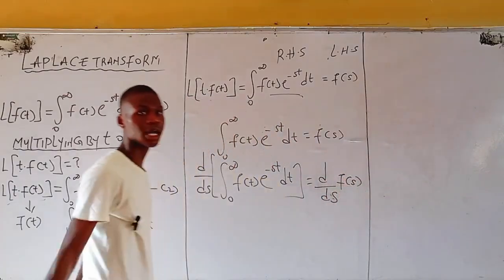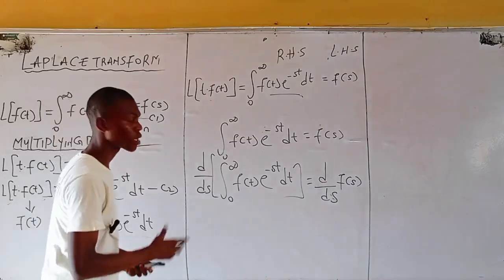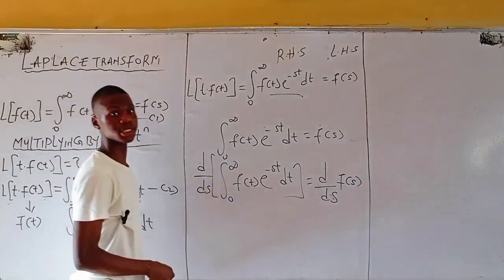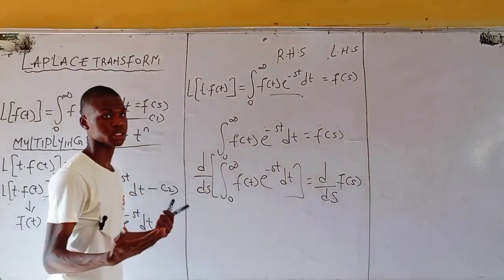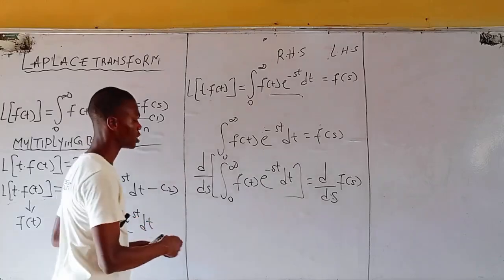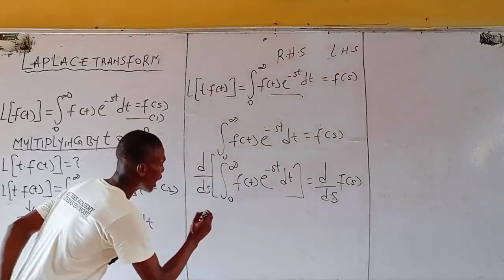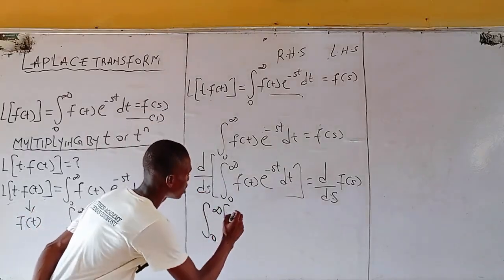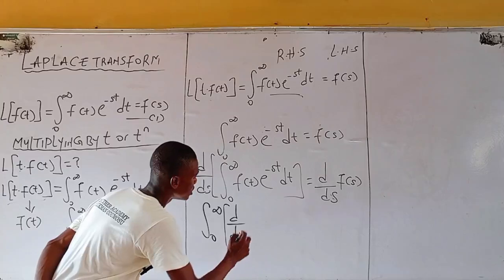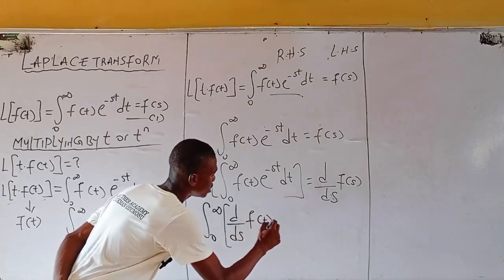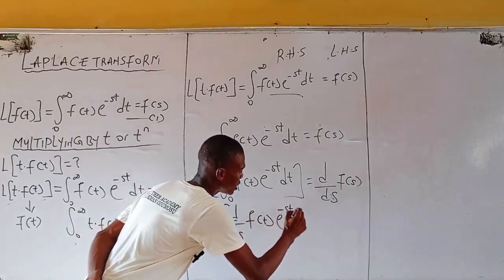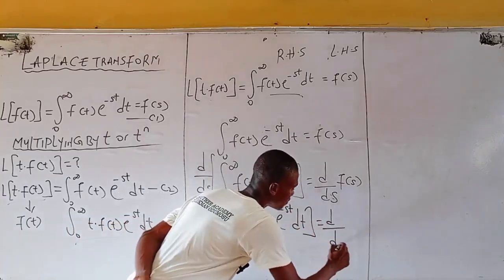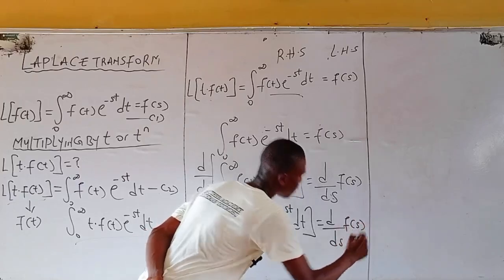From here we can interchange this. It is allowable in integration, or calculus generally. So interchanging this, I have the integral from 0 to infinity of d over dx of f of t exponential negative st dt, equating that to d over dx of f of x.